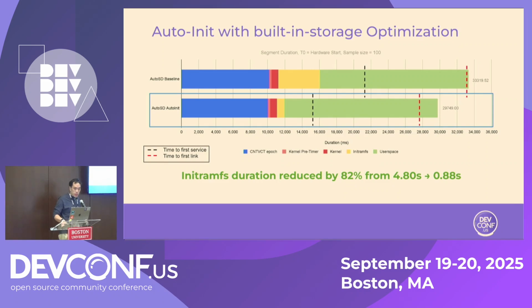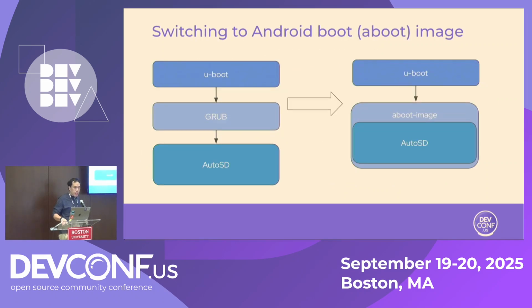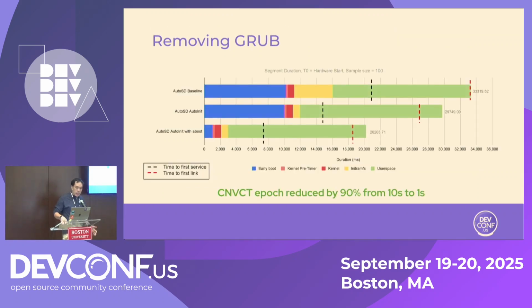So that's one easy win. And then the other thing was trying to figure out the GRUB portion of it. At this point, we decided to switch to the Android boot image. This means getting rid of GRUB and just using U-Boot, booting straight to an A-boot image, which U-Boot supports. And this solved most of the problems. The early boot got reduced from 10 seconds to 1 second, 90%.